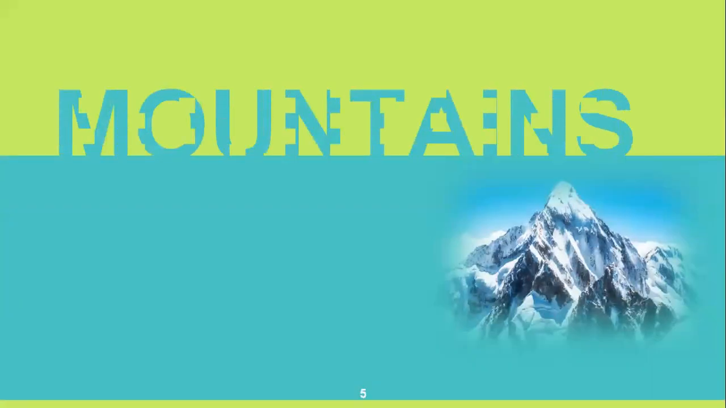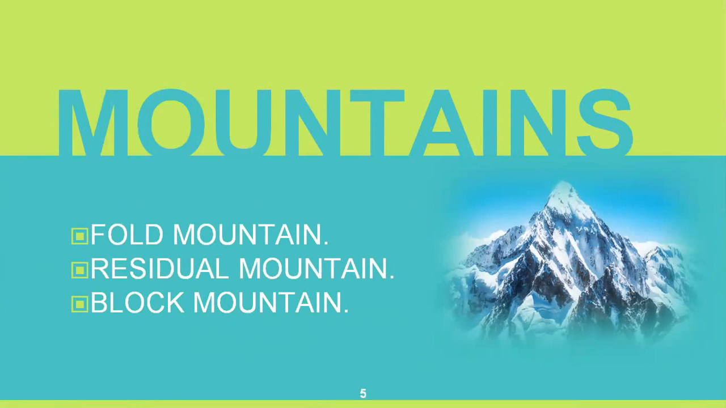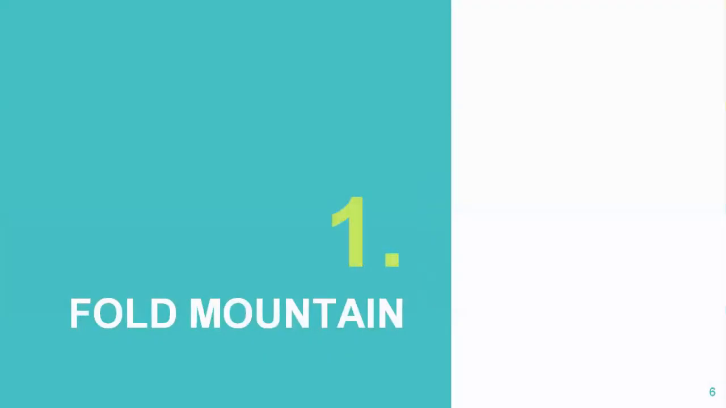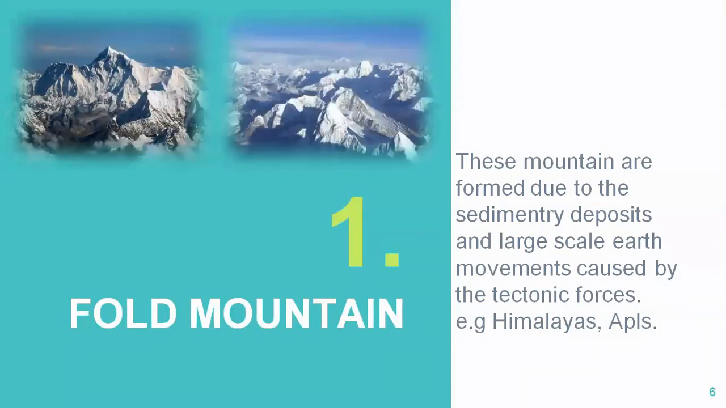Let us study about mountains now. We have three types of mountain: fold mountain, residual mountain, and block mountain. We'll be specifically studying your fold mountain. Fold mountains are formed due to sedimentary deposits. Like I told you in the previous slides, when sedimentary rocks or deposits are in between two plates, and the plates move towards each other, they compress, folding happens, and that in turn forms your fold mountain. Examples are the Himalayan mountains and the Alps.